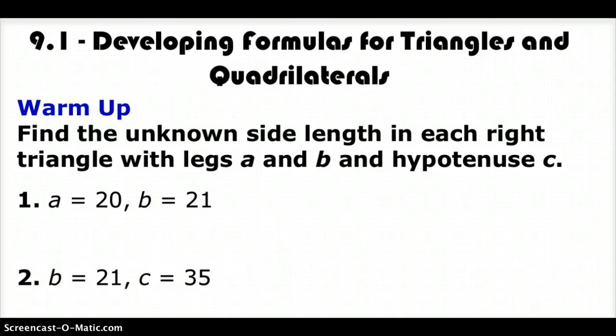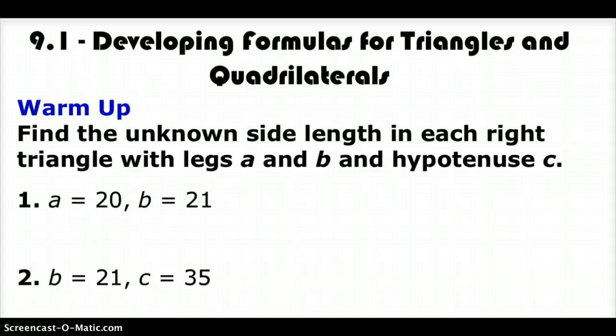Okay, in this next chapter, we're going to discuss extending our previous knowledge on area and perimeter and circumference and things like that. So in this first section, we're going to talk about how we can develop formulas for triangles and a few different types of quadrilaterals.